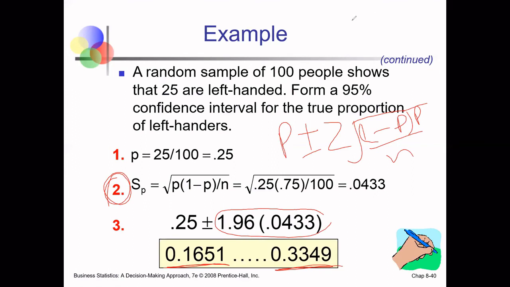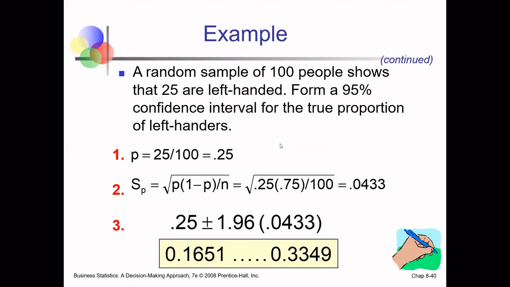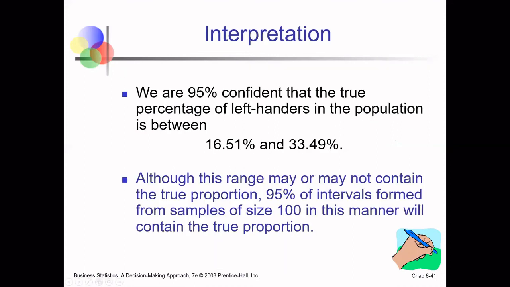We have many examples in the book. We will go to the next step. We are 95% confident that the true percentage of left-handed in the population is between 16.51 and 33.49, although this particular range may not contain the population proportion. This is a 95% confidence interval formed from the sample of 100.